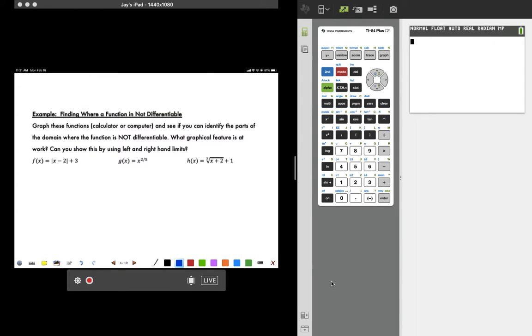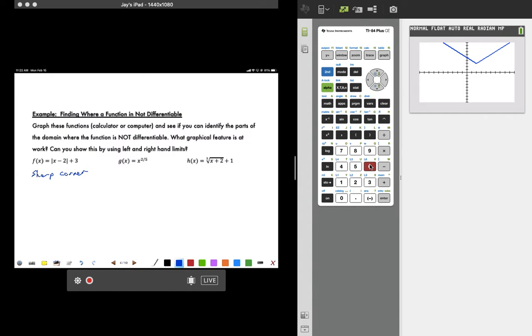Okay, so let's take a look at some examples graphically of what this might look like. We're going to graph these functions and see if we can identify where the function is not differentiable. I'm going to start with f of x, and I'm going to do this in the calculator. I'm going to go over to the num menu and select ABS for absolute value, and then x minus 2, and then off to the right a plus 3, and then do a zoom standard on this. You will notice that I've got the absolute value function graph, which we're not surprised by. This is an example of a sharp corner.